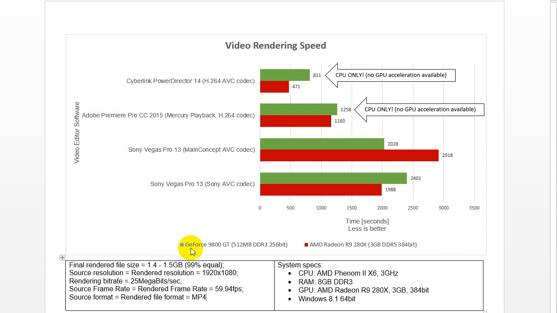Okay, and I used two video cards on the same system. I plugged out one and then I inserted the second one and repeated the tests. The first card was an older GeForce 9800. This one is, I think, from 2008. And the Radeon R9 280X, that's from 2013, so around 5 years difference. So this comparison is not equal, it's not apples to apples.